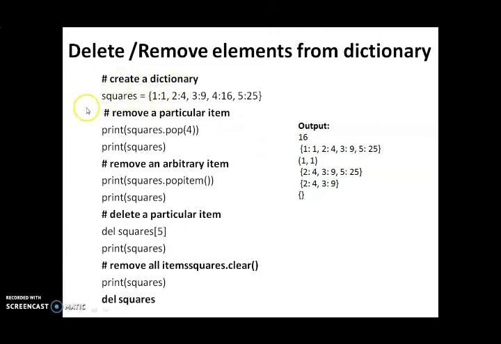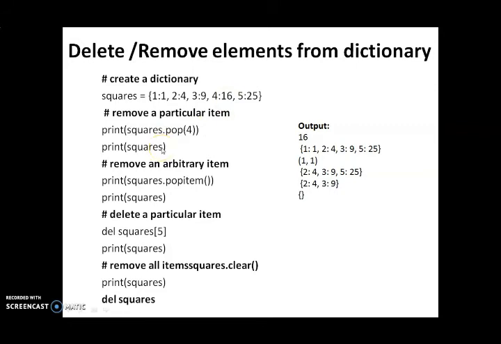Creating a dictionary, we all know squares is the dictionary name. What I have used here: 1 square is 1, 2 square is 4, 3 square is 9, 4 is 16 and 5 is 25. This is the dictionary I have created. And here I have used the function pop of 4. So you can see here print squares dot pop of 4. Squares is nothing but my dictionary name, pop of 4. So pop of 4 is this 16.